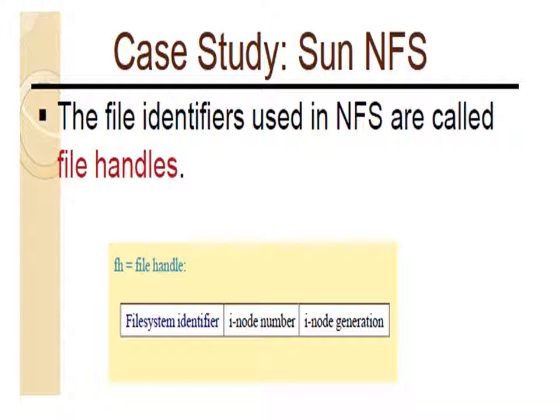Here, a file handle is used. The file identifiers used in Network File System are called file handles. The file handle is represented as FH. It has three parts: file system identifier, inode number, and inode generation.